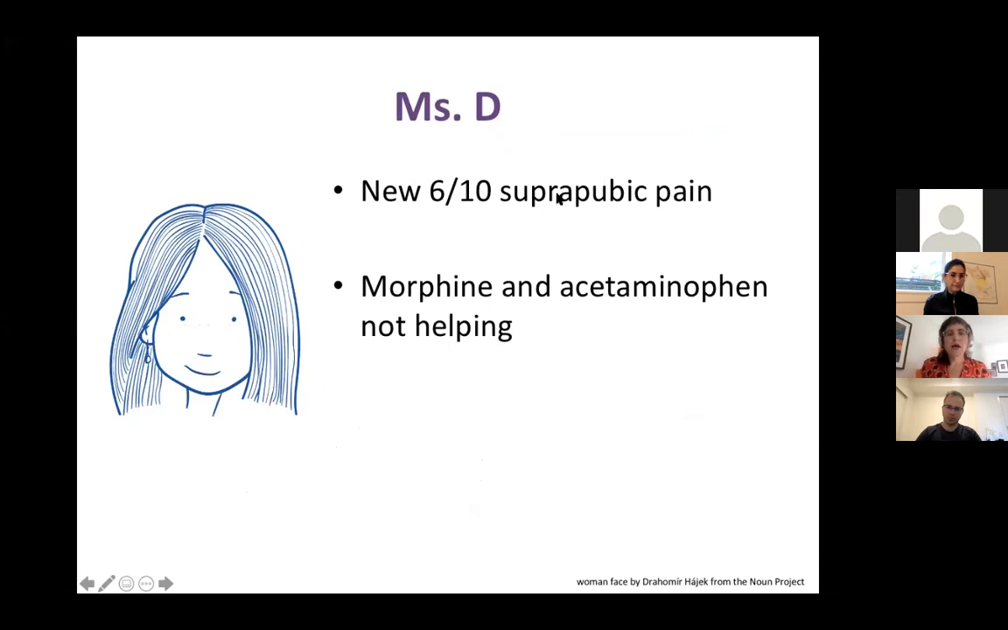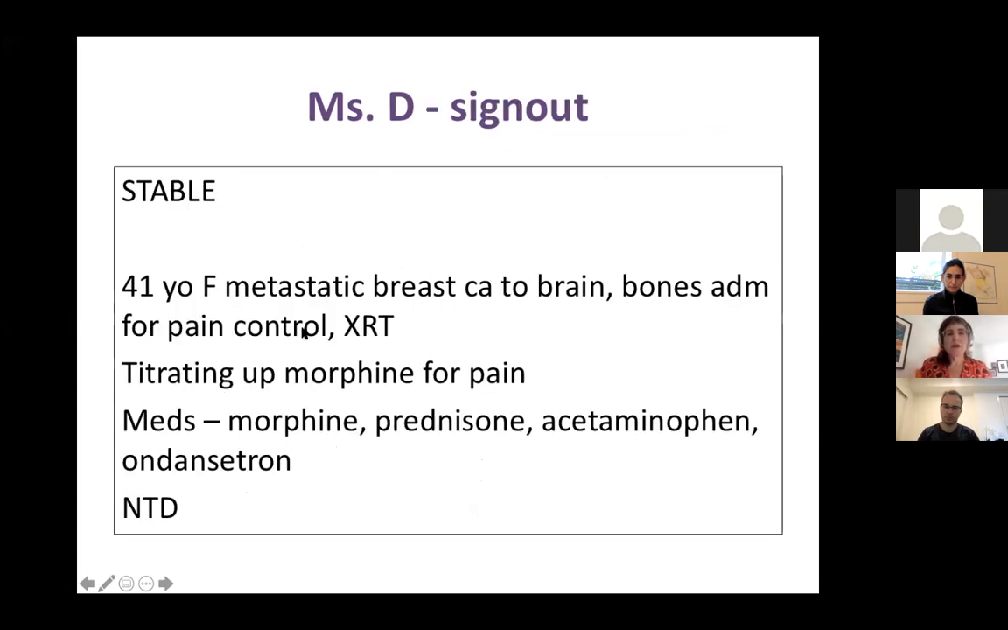All right. Mrs. D is a patient with new 6 out of 10 suprapubic pain. Morphine and Tylenol are not helping. So you look at your sign out. She is stable. She is a patient with metastatic breast cancer to her brain and her bones. She was admitted for pain control and radiation therapy. She is getting increasing doses of morphine for pain. Her medications are morphine, prednisone, Tylenol, and Zofran.